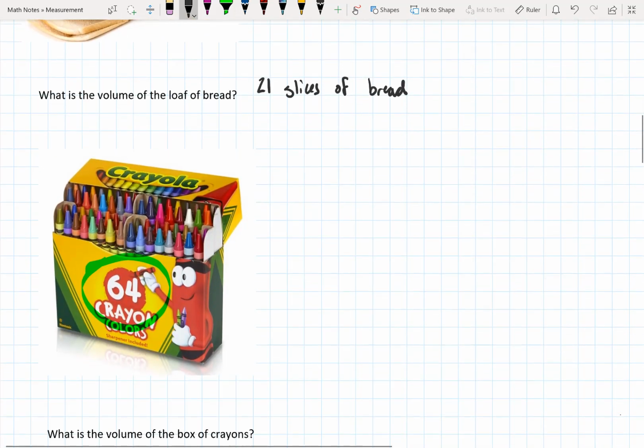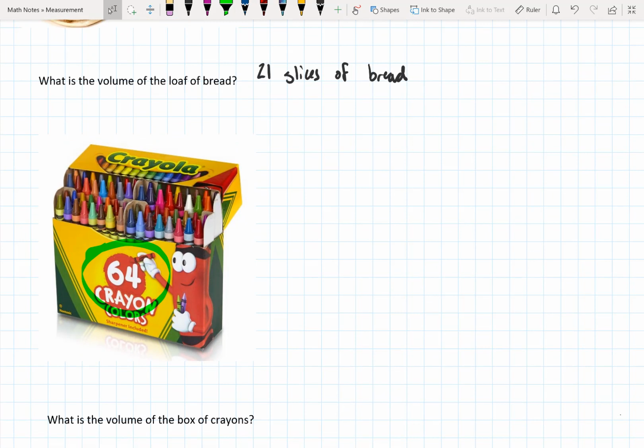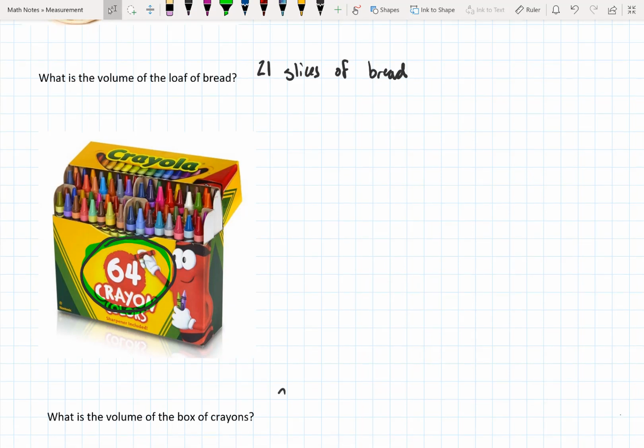Here's a box of crayons. What is the volume of this box of crayons? Now, I have some students, when I show this picture, they go and count each individual crayon, but you can see the number of crayons is written on the front of this box. So the volume of this box is 64 crayons.